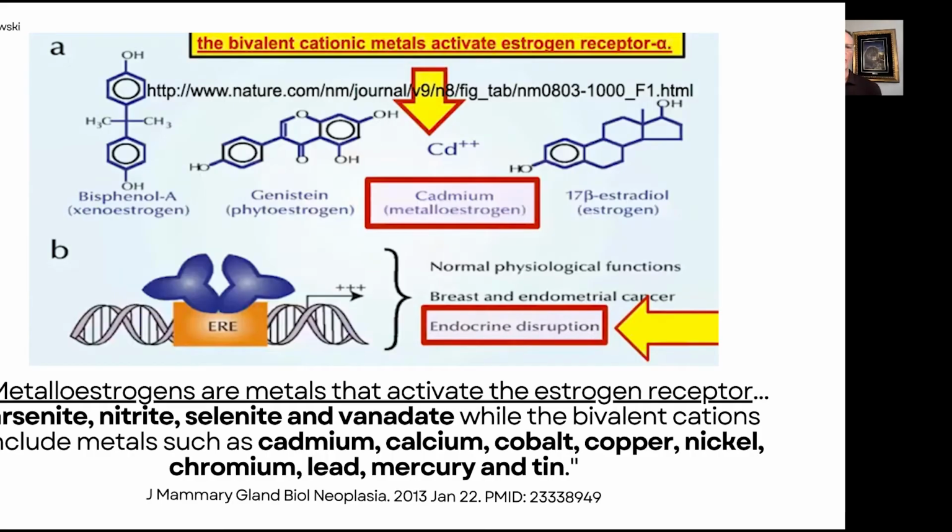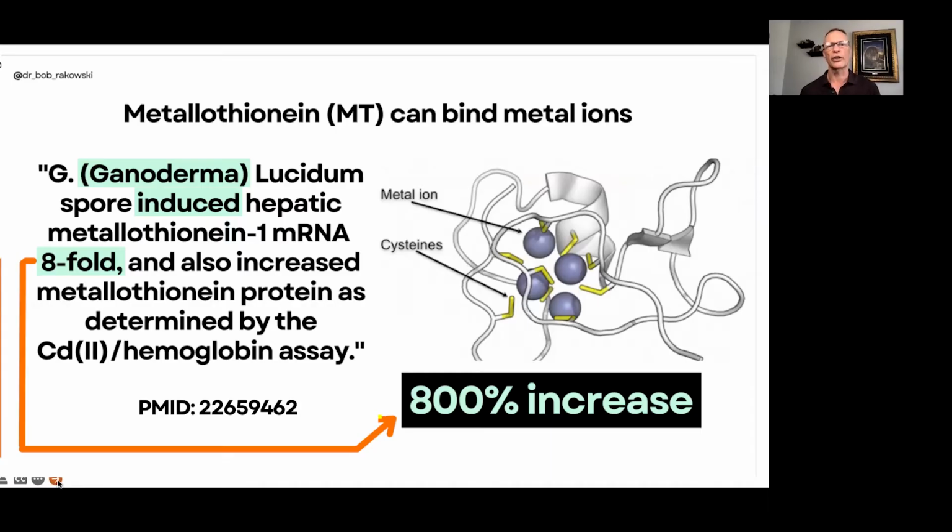We know now that these heavy metals function as metalloestrogens. And it's estimated that these are related to a significant increase in breast cancer, prostate cancer, hormone-related cancers. So it makes sense that we want to clear them from our system. Now, the good news about Ganoderma lucidum, and this is a fairly new study. Ganoderma, also known as reishi, increases metallothionine proteins by 800%. So they're very good at helping the body to clear heavy metals.